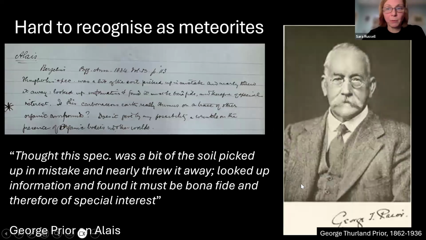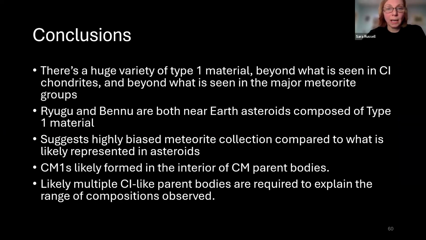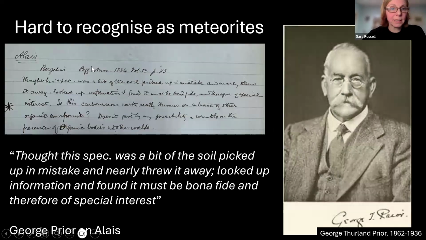And the final story is about one of my predecessors. This is George Thurland Prior, who worked at the Natural History Museum 100 years ago. He was a chemist who did a lot of the initial classification work on meteorites. Oops, I want to go back. And this is his lab notes about Alais. I don't know if you can read his writing, but what he wrote is, thought this specimen was a bit of the soil picked up in mistake, and thus nearly threw it away.